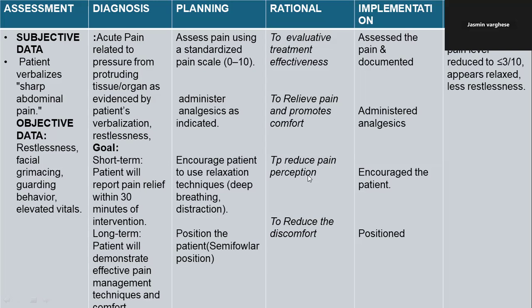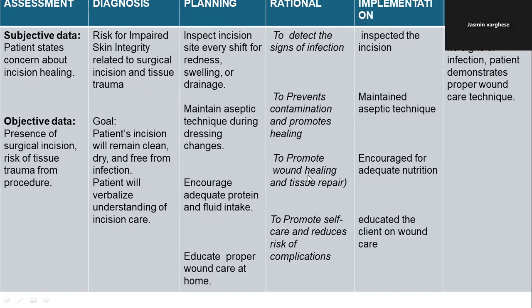Then, next, nursing diagnosis. Risk for impaired skin integrity related to surgical incision and tissue trauma. Subjective data, patient states concern about incision healing. Objective data, presence of surgical incision, risk of tissue trauma from procedure. Diagnosis column, risk for impaired skin integrity related to surgical incision and tissue trauma. Goal, patient incision will remain clean, dry and free from infection, and patient will verbalize the understanding of incision care.